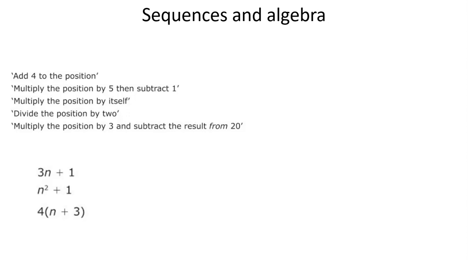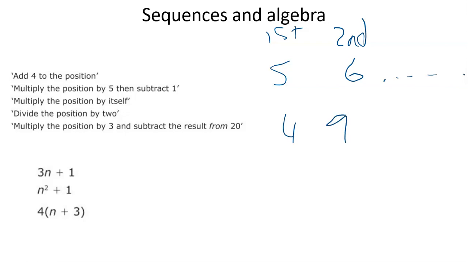Add 4 to the position. Well, for the first term, the position is 1, so that's going to be 5. And for the second term, the position is 2, so add 4 to that is 6. And you can work out the sequence. Multiply the position by 5, subtract 1. So for the first term, it's position of 1 times 5, take 1 is 4. 2 times 5 is 10, take 1 is 9. 3 times 5, 15, take 1, 14, and so on and so forth. So you've been doing that no problems, I hope anyway.